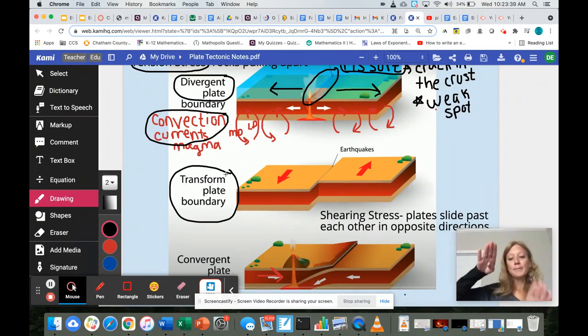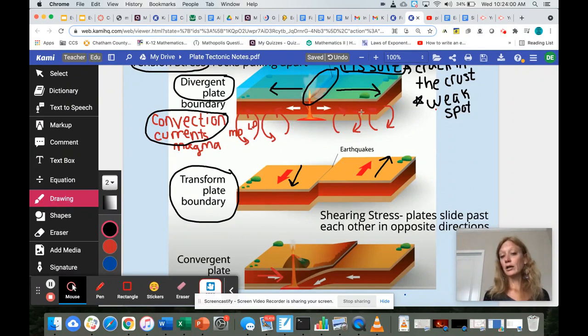So one's not up and one's not down. They're still at the same level, but they're just sliding, right? One's not up, one's not down. So that's why you see these arrows here. And you don't see yet rock elevated higher and rock elevated lower. Not yet. Nor do you see that really here.